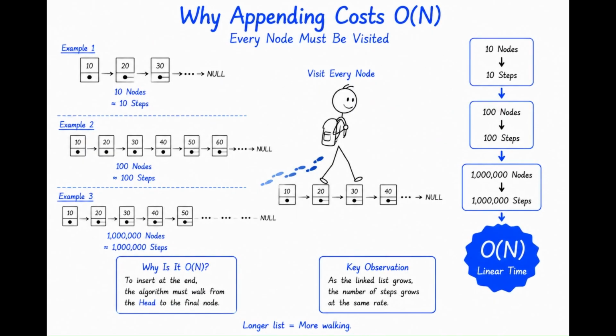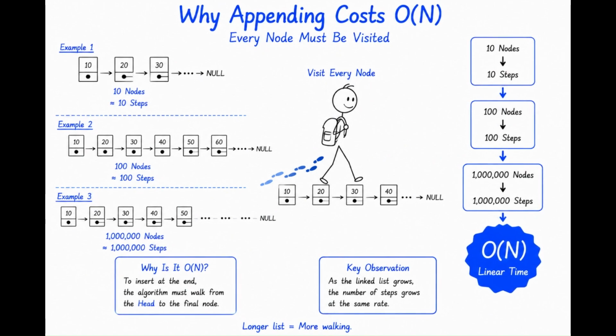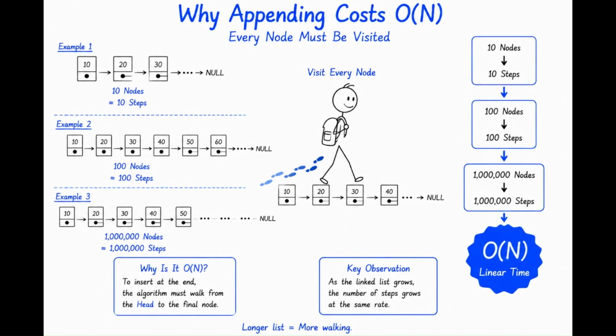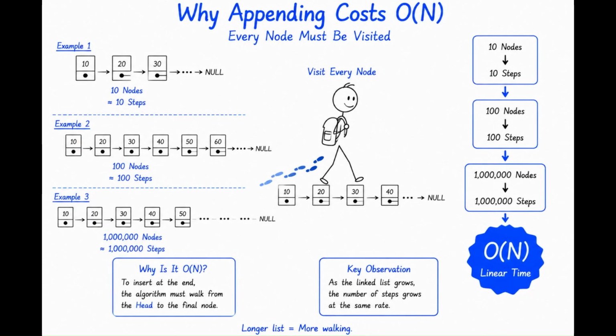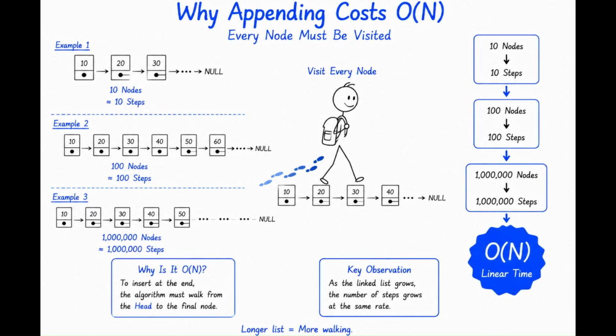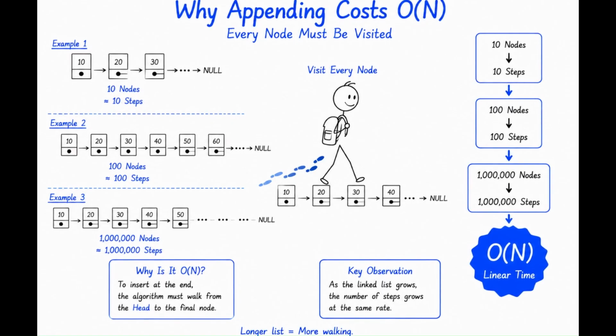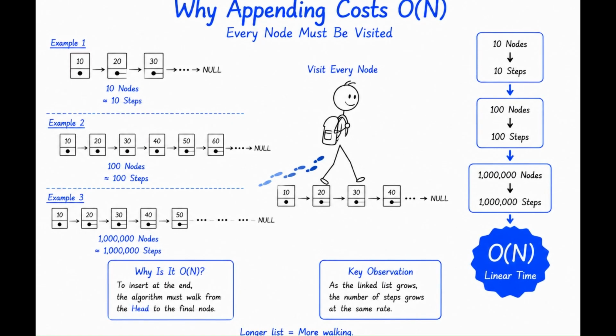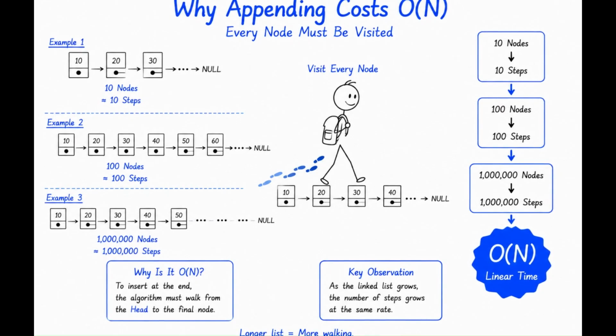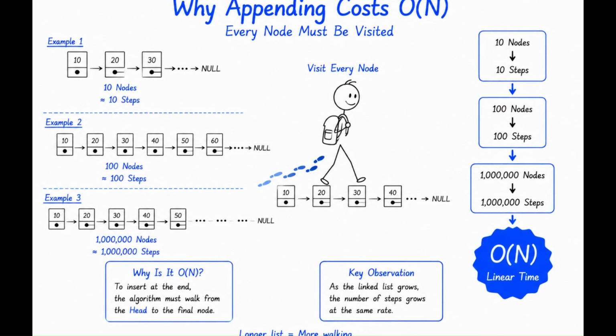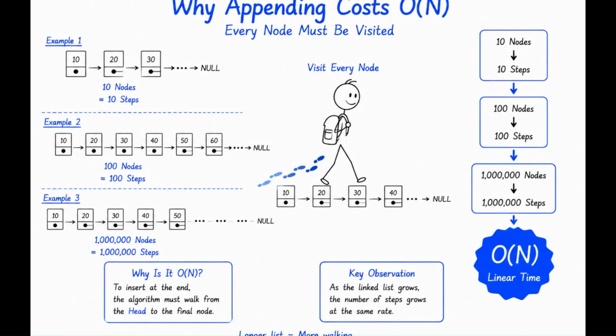Now, because we actually have to walk the list, appending definitely comes with a cost. This is linear time, or O of n. To put that into perspective, 10 nodes take roughly 10 steps. 100 nodes take 100 steps. 1,000,000 nodes? Yep, 1,000,000 steps. You have to walk through the entire list to find the end.